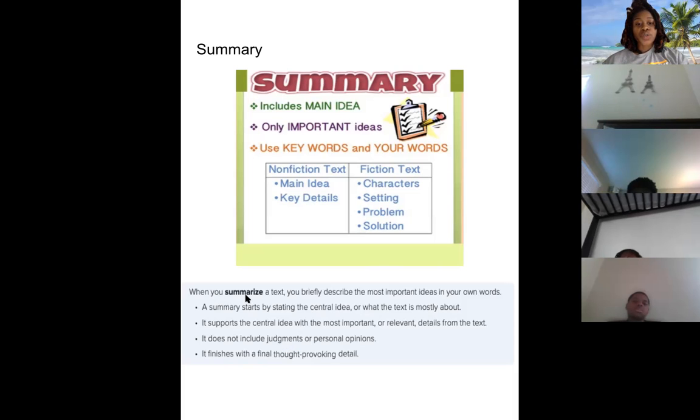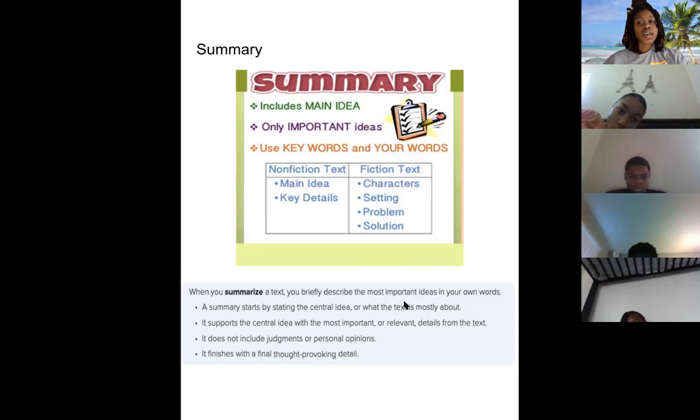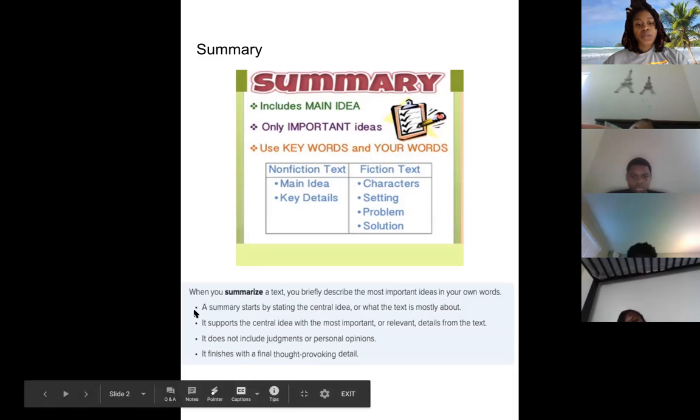So this right here, when you summarize a text, you briefly describe the most important ideas. What do you briefly describe, Quentin? I just said it. When you summarize a text, you briefly describe what? The main idea. The most important ideas in your own words. So you're not going to copy from the text line from line. That's not a summary, that's plagiarism. Okay. All right.